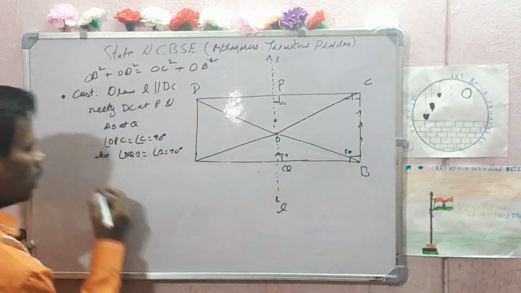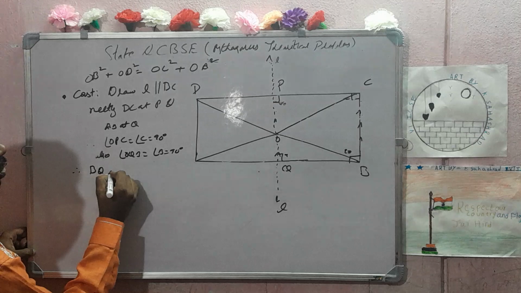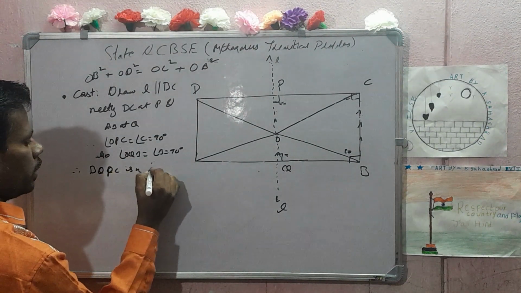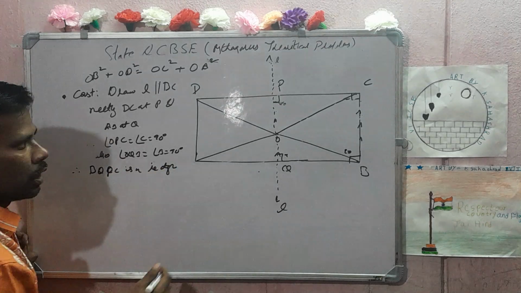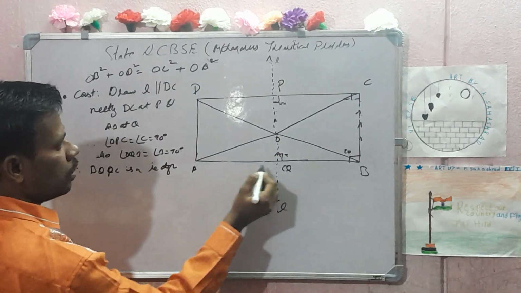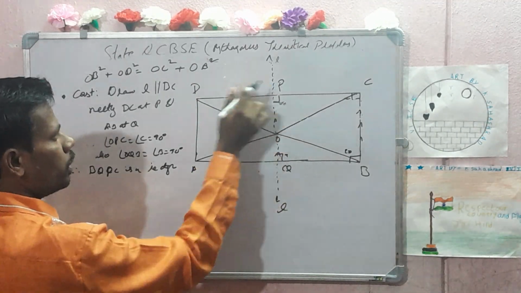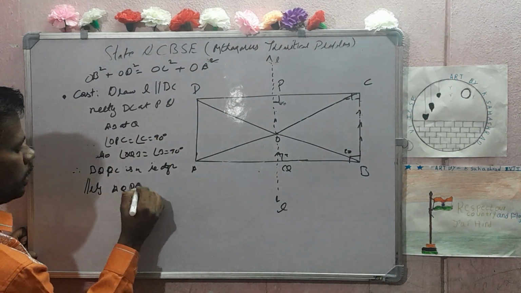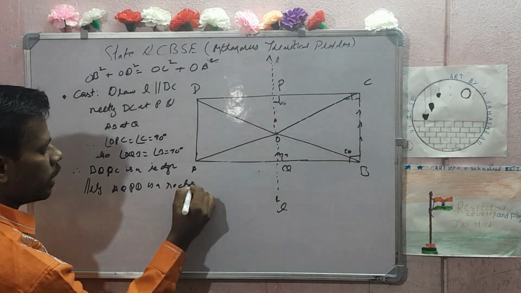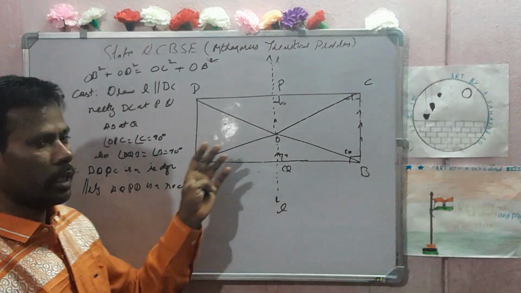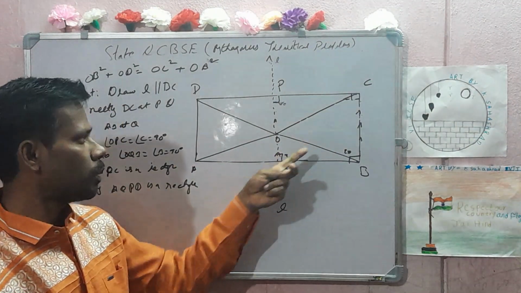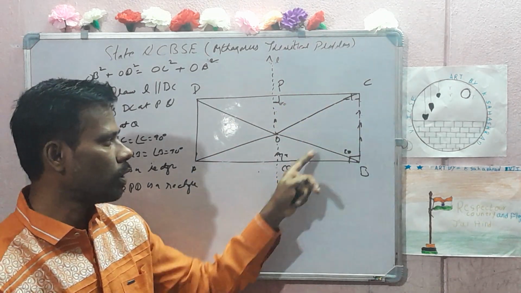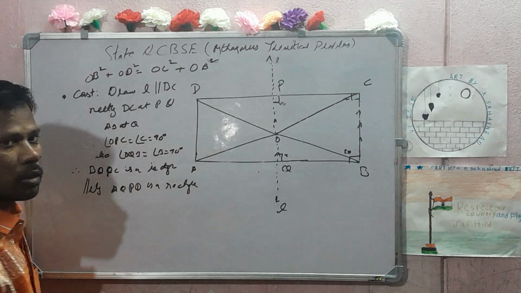Now therefore BQPC is a rectangle, right? And similarly AQPD is a rectangle. So until here any doubts? I have explained clearly why this becomes a rectangle, and why each angle is 90. Now consider Pythagoras theorem.